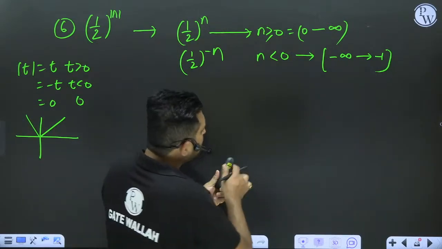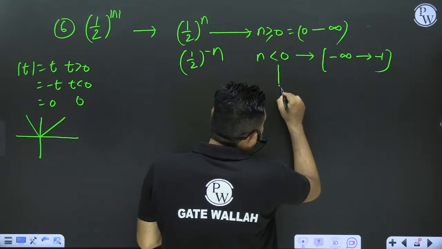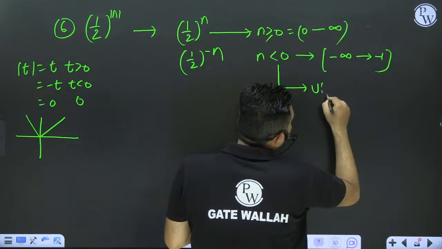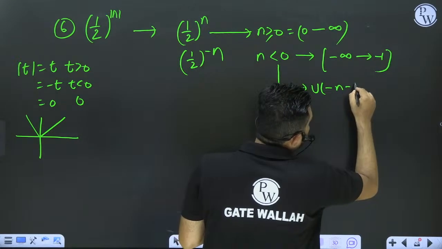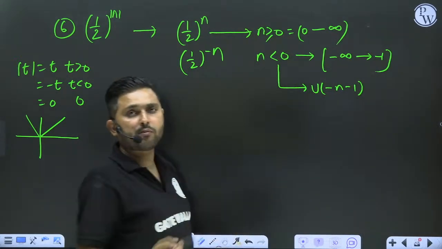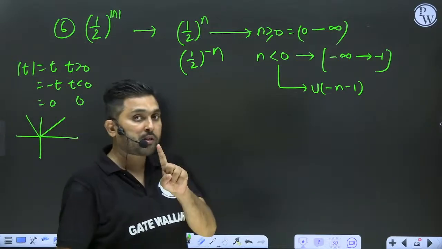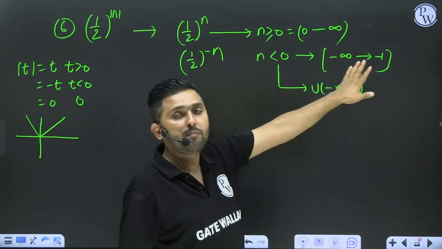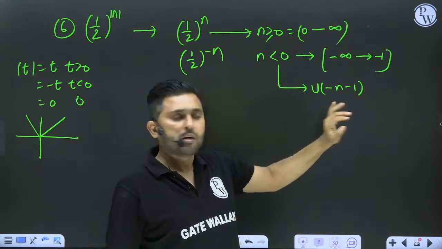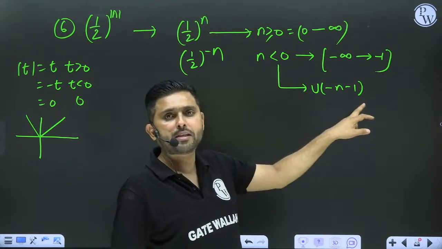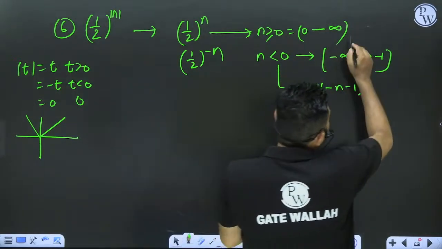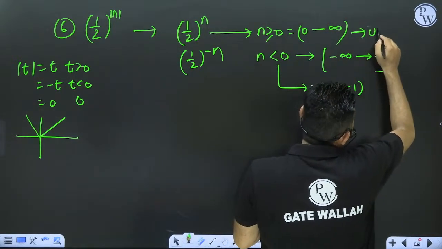If this is the case, then this should be written as u(minus n minus 1). If someone asks you to write it in terms of a step function, I told you in the very first class that the limit can be written in terms of a step. So this can be written as u(minus n minus 1). And how will you write the other limit? This can be written as u(n).